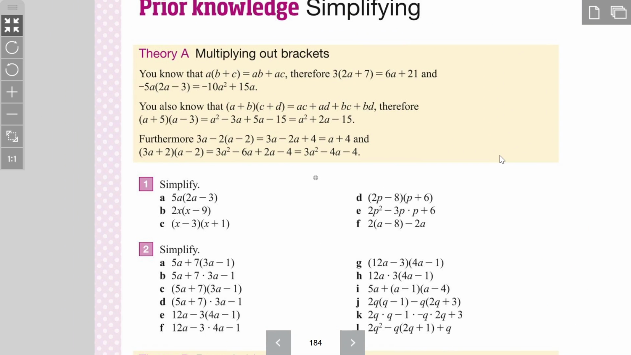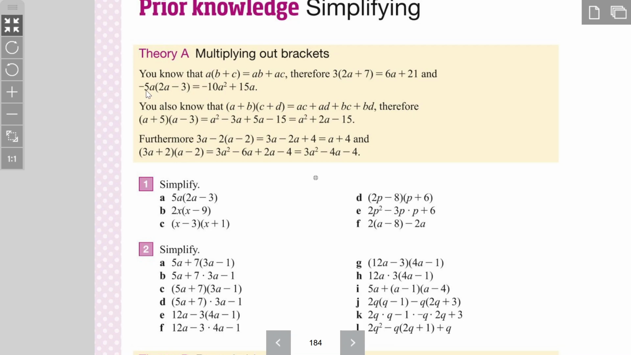Hopefully you know how to do that now. You have the two different forms, right? A times (B plus C). A times B and A times C gives me AB plus AC. 3 times 2A is 6A. 3 times 7 is 21.